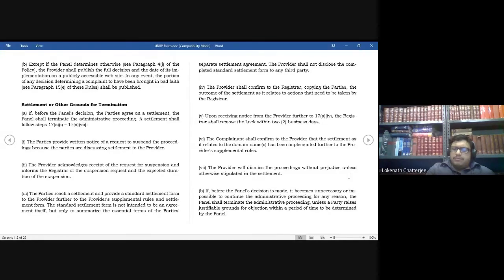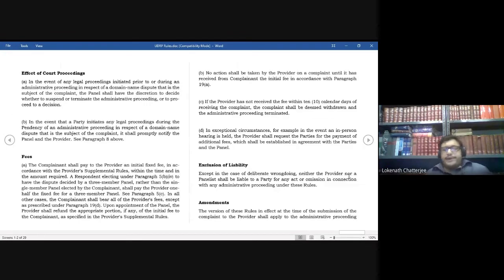Now, moving on, this is very interesting. Effect of court proceedings. Now, as we've seen, court proceedings have not been excluded. Court proceedings have not been prevented. Court proceedings have rather been allowed to continue. In fact, even before and after. In fact, parties have to give an undertaking as to mutual jurisdiction.